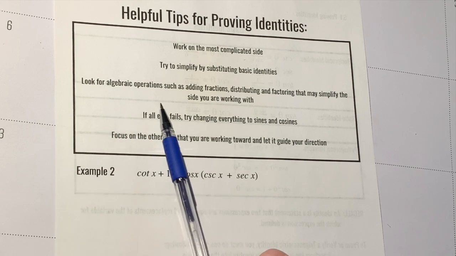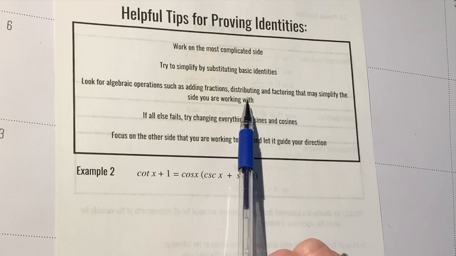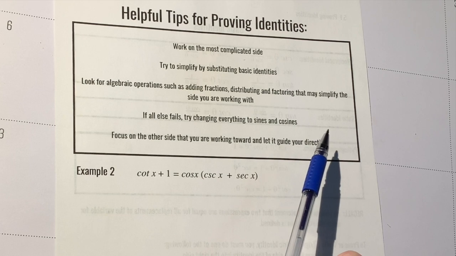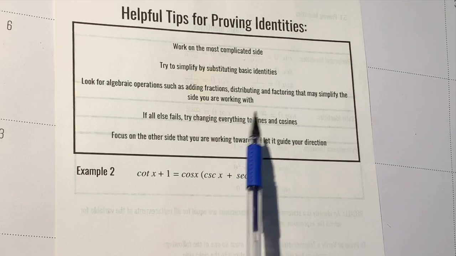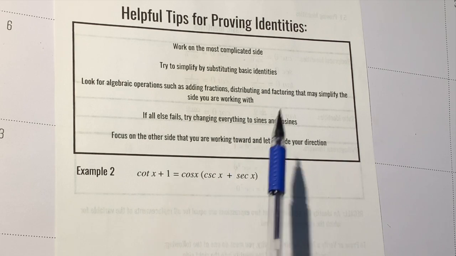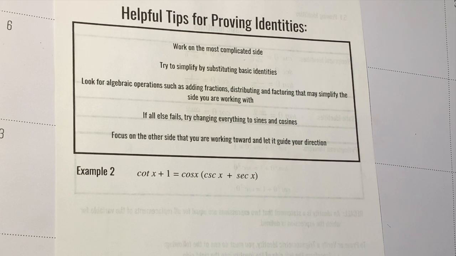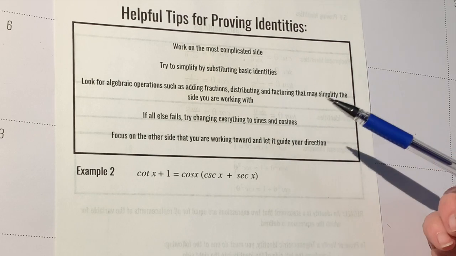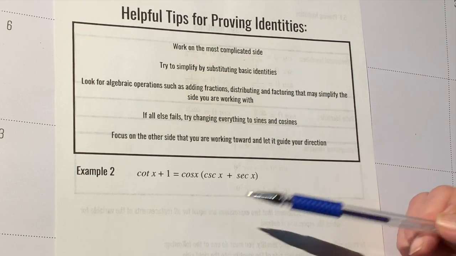Look for algebraic operations such as adding fractions, distributing, and factoring that may simplify the side you're working with. We just did that in the previous problem. On the other side, we had to do a little bit of division of fractions where you multiply by the reciprocal. But you're going to see, like in this problem we're getting ready to do in a minute, it looks like some possible distributing could be done here. So basic algebraic processes are going to be a big part of some of the steps that you do.